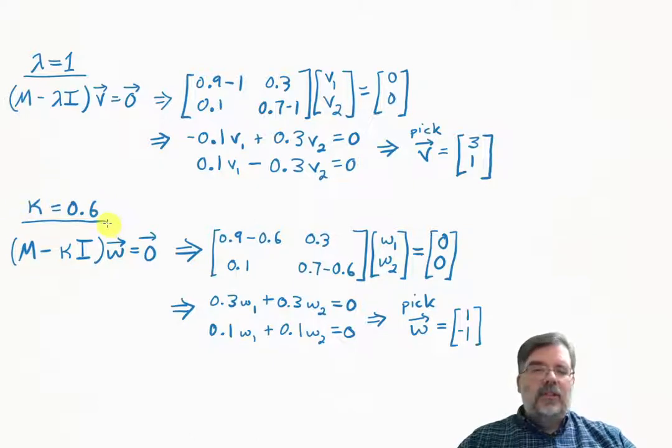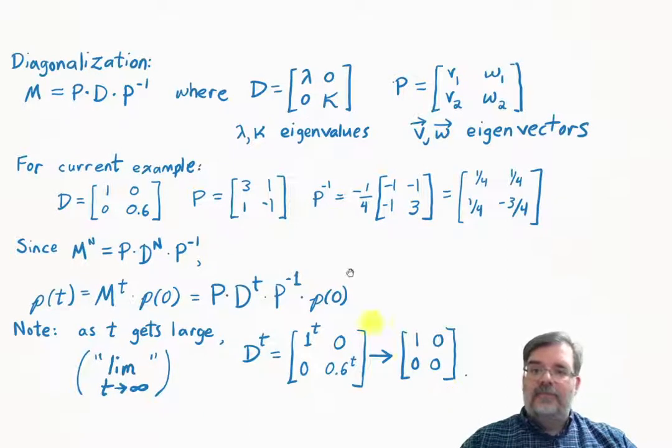Similar calculation, I won't read out the entire thing. If you want, you can pause the video and write it down or read through it. But at the end, with the eigenvalue lambda equals 0.6, you can find that the eigenvector is 1, -1. Once you have the eigenvalues and eigenvectors, you're ready to move on and complete the diagonalization.